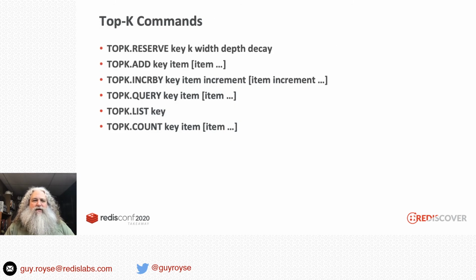Top K commands. Using top K is not terribly difficult. It's got the reserve command, and this is the one where the width and the depth matter, because the implementation uses the things you specify when you reserve it. So you're going to call top K reserve with a key. You give it a K, which is the number of items you want to rank. You give it a width and a depth, and you give it a decay rate.